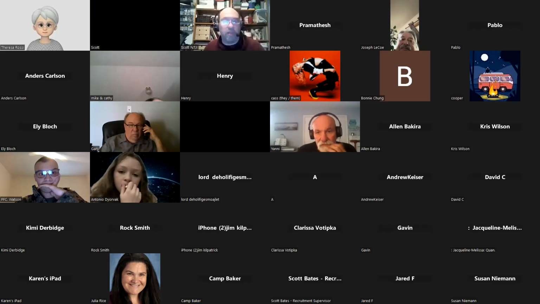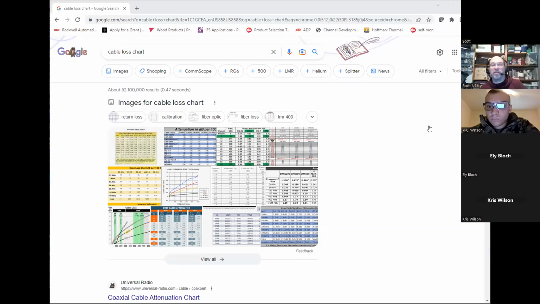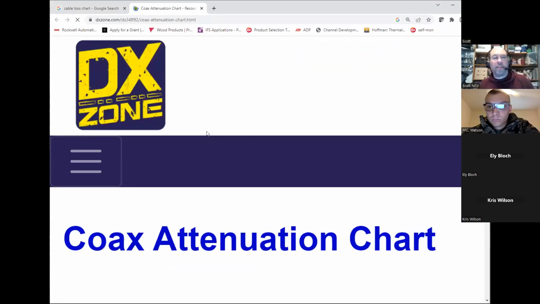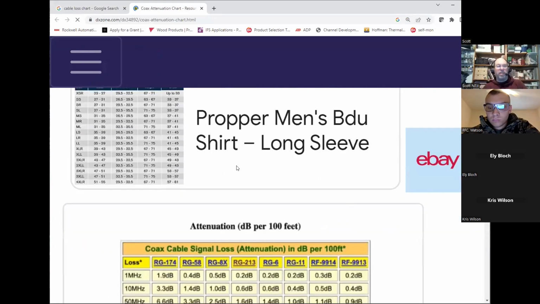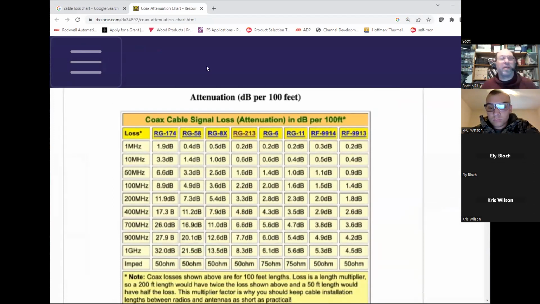So for instance, I could go to, let's see, cable loss chart. Here we go. Just going to go on the internet and find a cable loss chart. Coax attenuation chart. And notice how it's measured. What are the units? Decibels per 100 feet. And it's measured by frequency on the left-hand side and by the type of cable up across the top. And the grid gives you what the loss is per 100 feet.